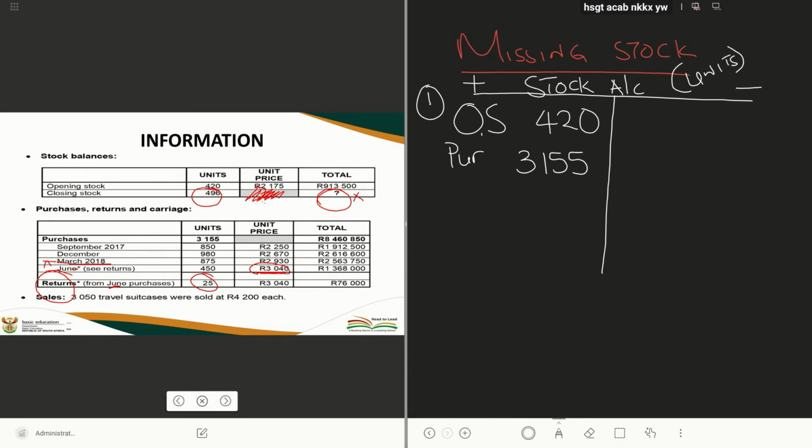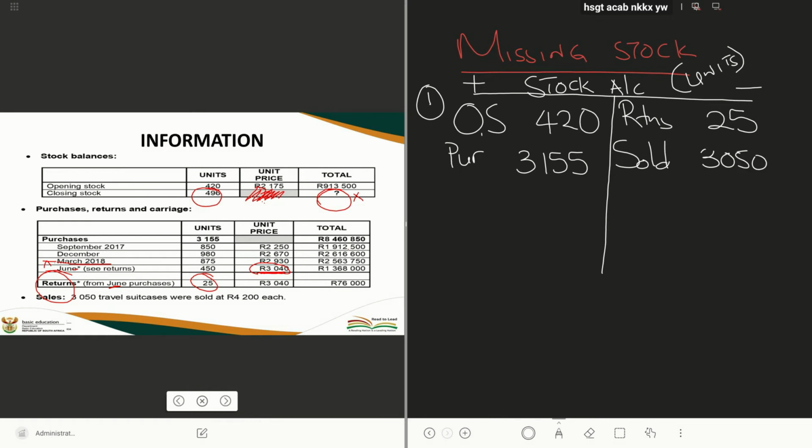3,155. But you need to understand, some of these units were returned. So it means we had some returns here. How many units were returned? 25. We bought stock so then we can sell. That means we also need the units that were sold. How many units were sold? They said we sold 3,050.